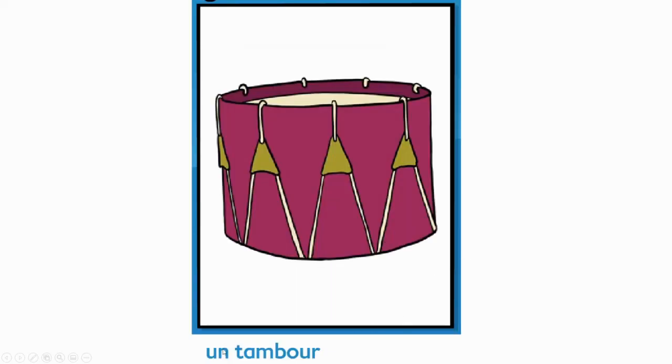What about this next one? Un tambour. It means a drum. Hopefully you will see that it has no E on the end, which tells us, is it masculine or feminine? Shout it out. Great job. It's a masculine word. Repeat with me. Un tambour.